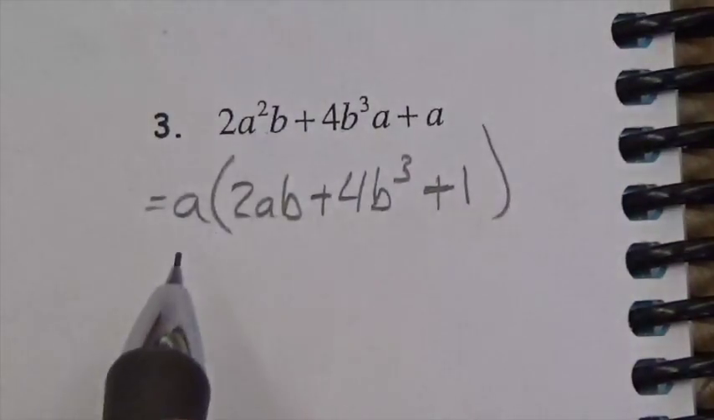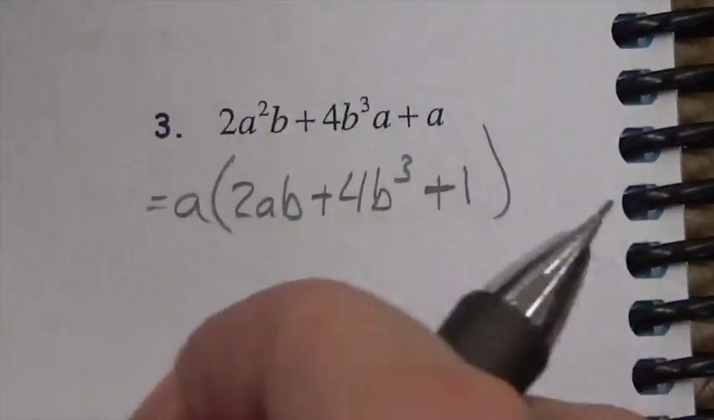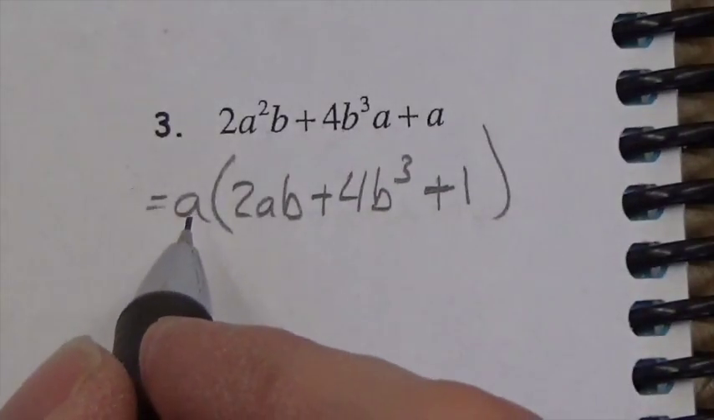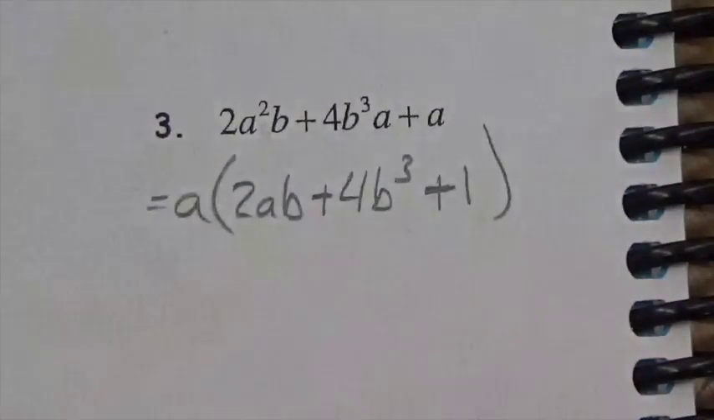Okay, you can always check to see if you're doing it right by multiplying back out, by distributing basically the factor that you've pulled out here. If you don't go back to the original expression, then something's gone wrong. Okay, let's keep going.